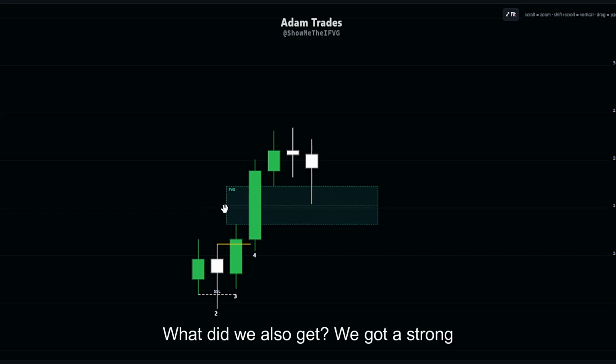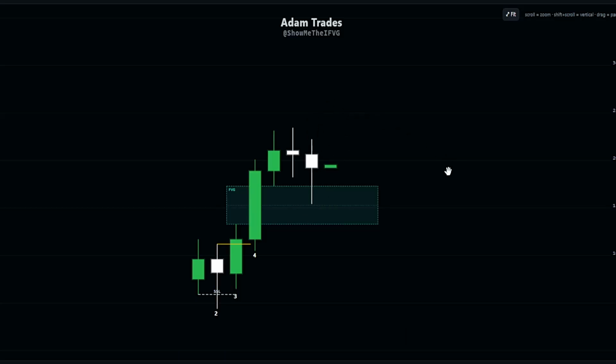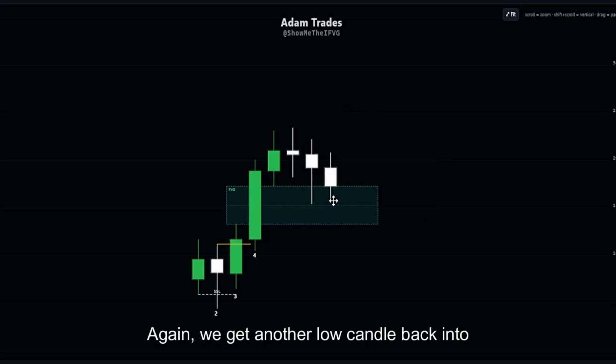What did we also get? We got a strong rejection off the 50% of this fair value gap. Okay. So this is the market tipping its hat to you. It's telling you we're still wanting to climb a bit higher. Again, we get another low candle back into the fair value gap.